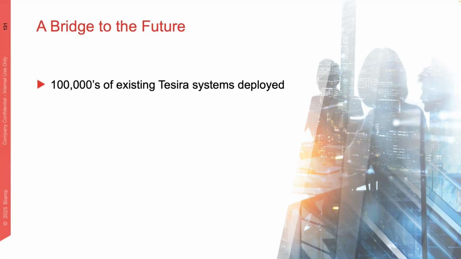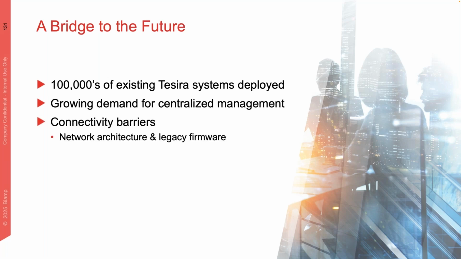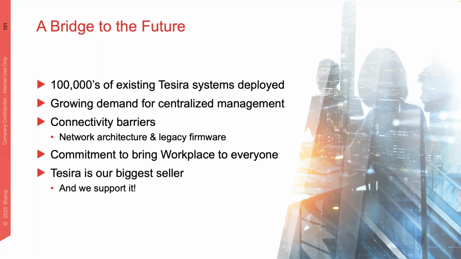And I want to talk a little bit about the existing Tessera devices, right? So a lot of the devices that you saw on that list will be Workplace ready with Tessera 5.0, but there's a number of Tessera systems that are already existing, right? Hundreds of thousands of, I would say, legacy Tesira systems have been deployed that need a growing demand for centralized management. And we've noticed that there's some connectivity barriers with that, right? Network architecture mixed in with legacy firmware, but we are committed to bringing Workplace to everyone, and Tesira is going to be our biggest supporter of this, and we support that.